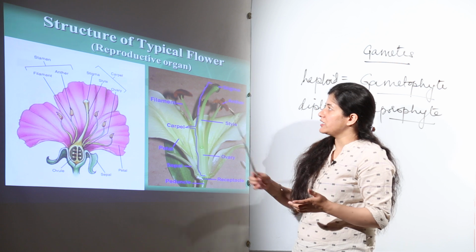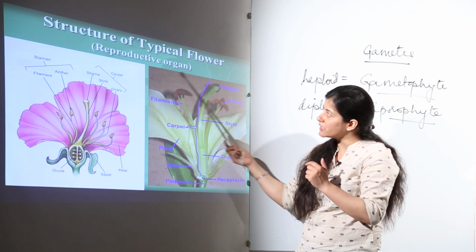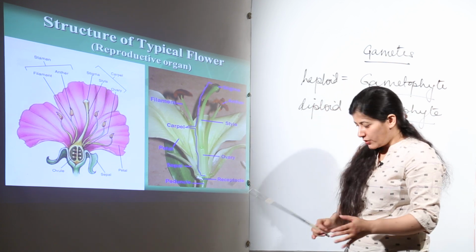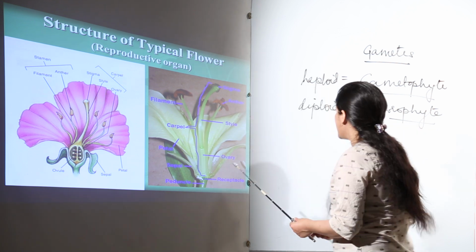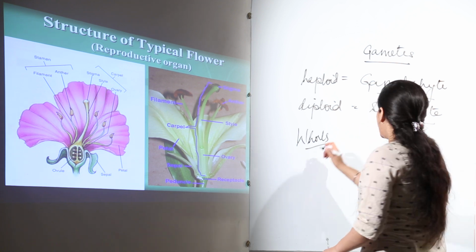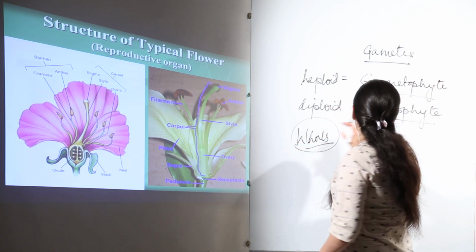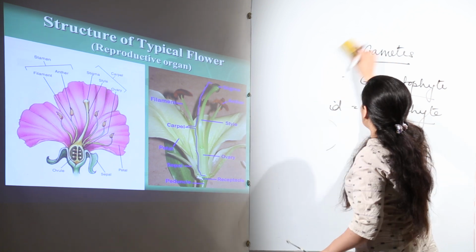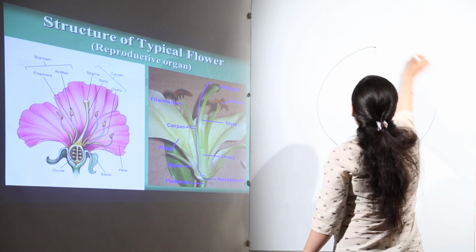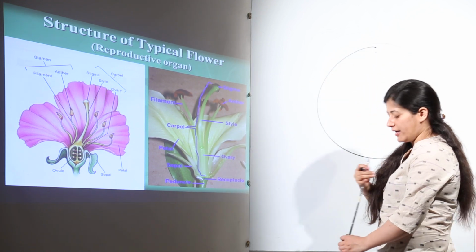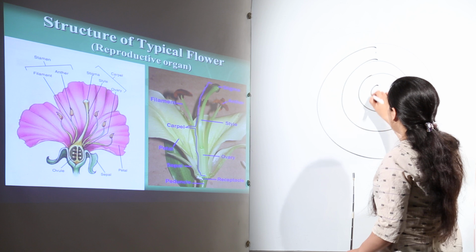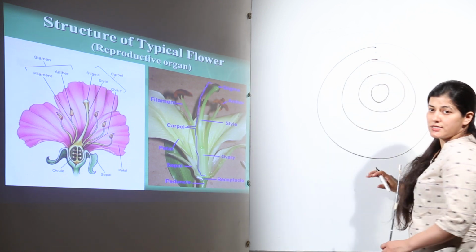For now, what you have to see is that a typical flower is the reproductive organ that is present in the angiosperms. It has 4 parts, and by 4 parts I mean it has 4 whorls. There are 4 whorls in the flower. It is like this. What is a whorl? This is the outermost whorl. If we are seeing the flower like this, then what you see is an outermost whorl, then lies an inner whorl, then inner, and the innermost. It's like concentric circles.